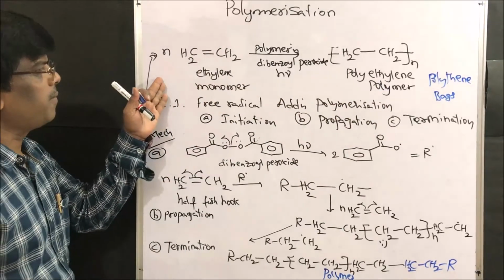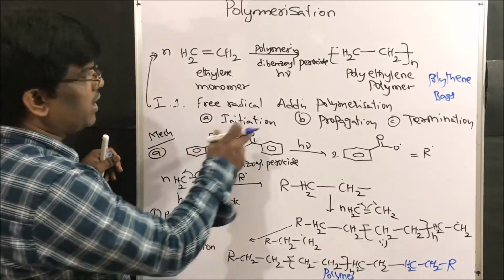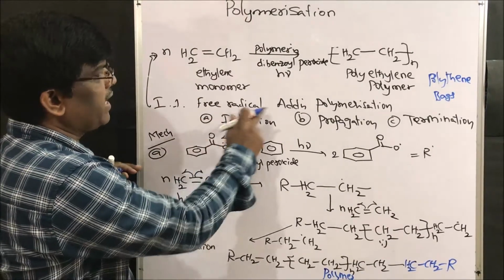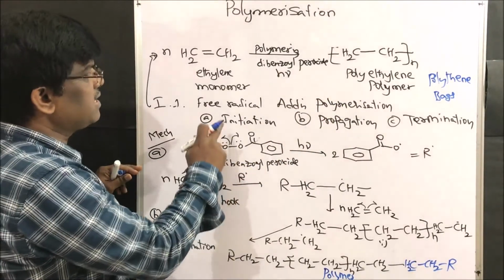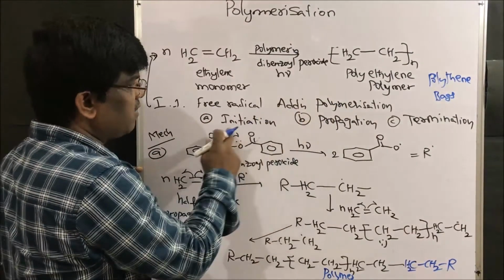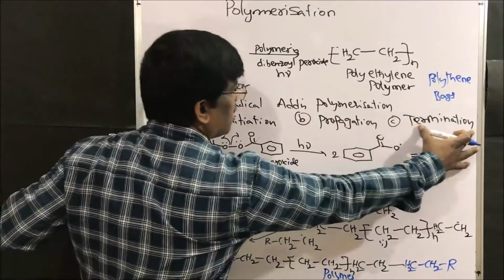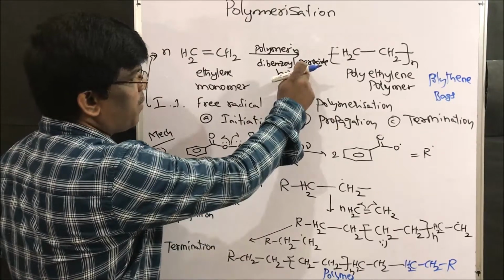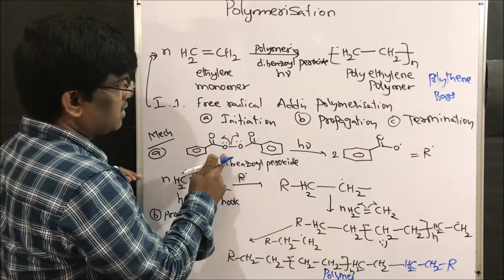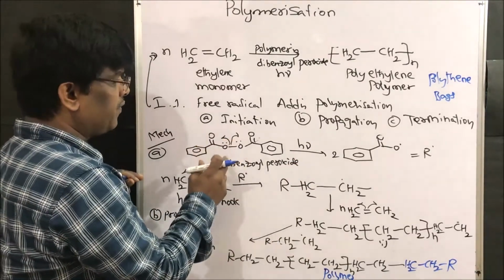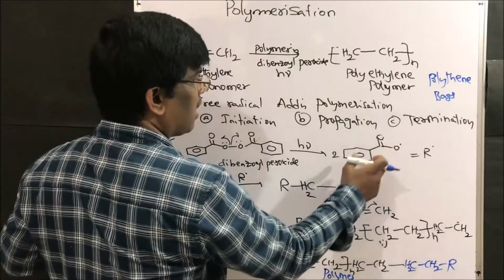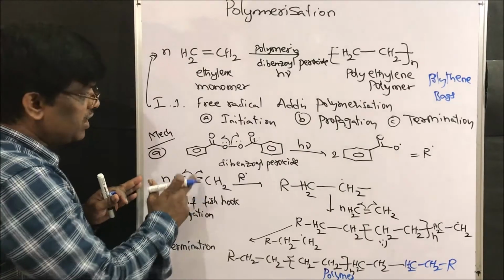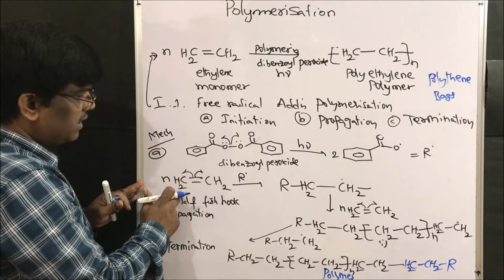This polyethylene is prepared from ethylene, and this is the reaction by which it forms. So what is the mechanism? It is prepared by a free radical addition polymerization reaction. In any free radical reaction, we have 3 stages: initiation, propagation and termination. What is the first stage? The dibenzoyl peroxide, in the presence of light, undergoes homolytic fission to give a free radical, R, the benzoic acid free radical. This R initiates the free radical of ethylene.